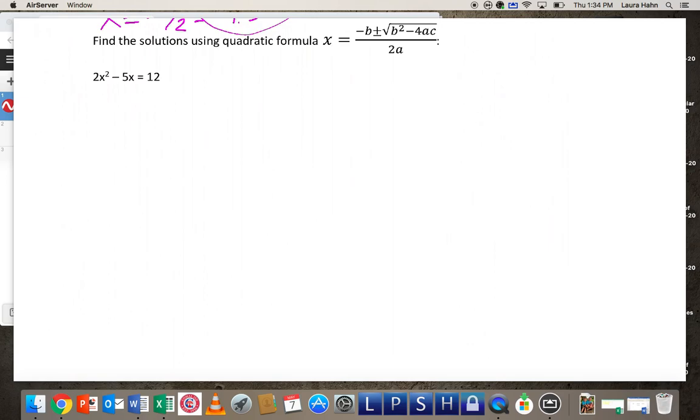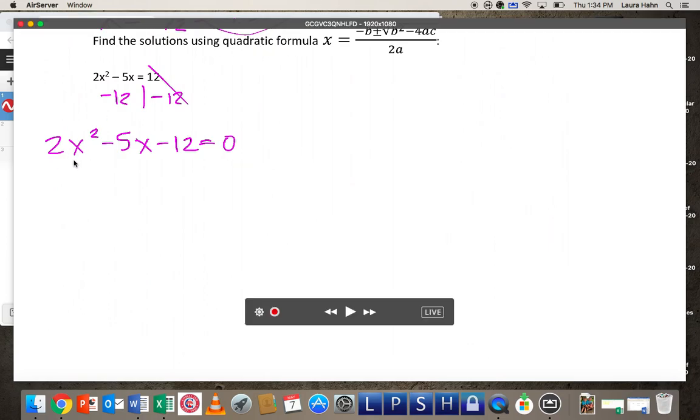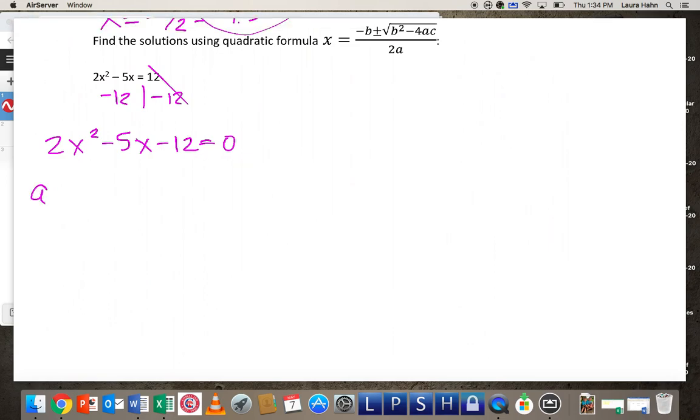All right, so we already did this. We got rid of 12 by subtracting 12 on both sides. And that gave me 2x squared minus 5x minus 12 is equal to 0. After we set it equal to 0, to do the quadratic formula, we have to identify our a, our b, and our c value. So I know a is 2, b is a negative 5, and c is a negative 12.